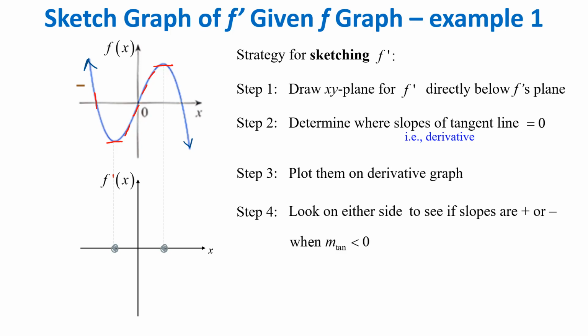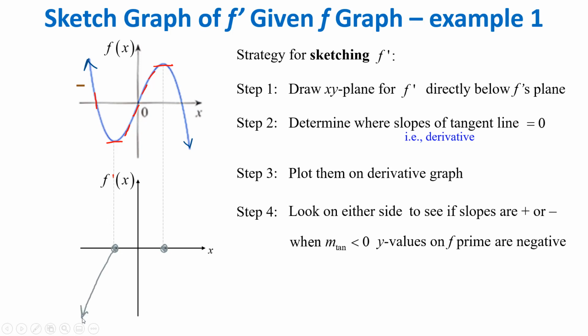I'll mark that in a second. All right, so let me just say formally. So when the slope of the tangent line is negative, the y values for f prime are going to be negative. Okay, and see what happens here.